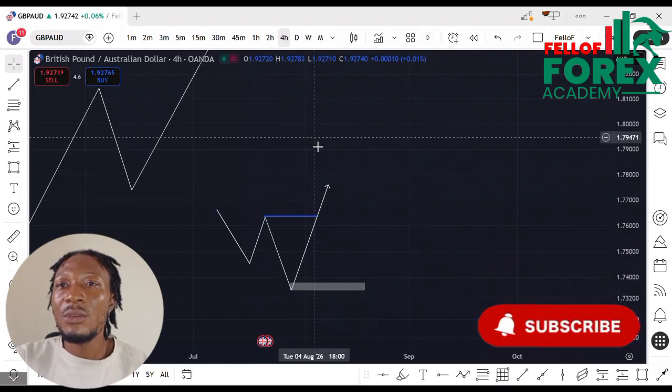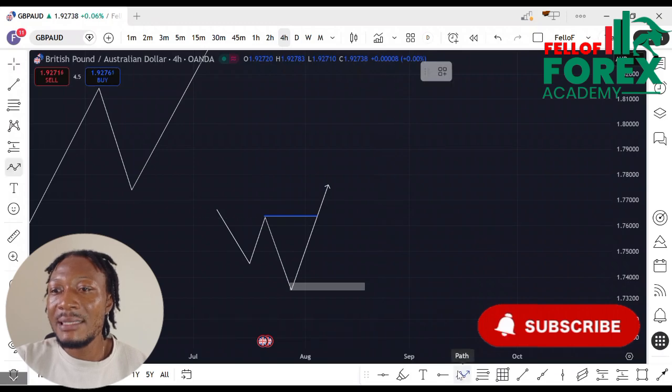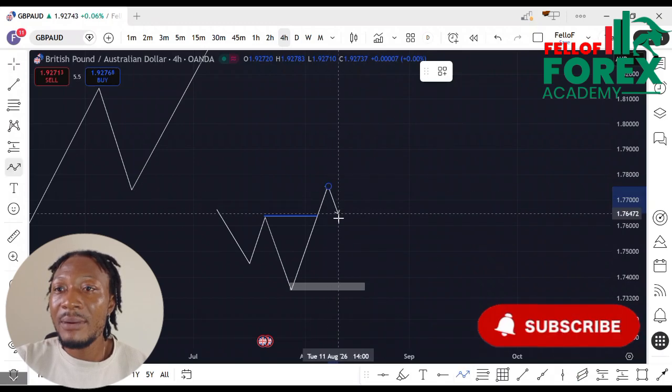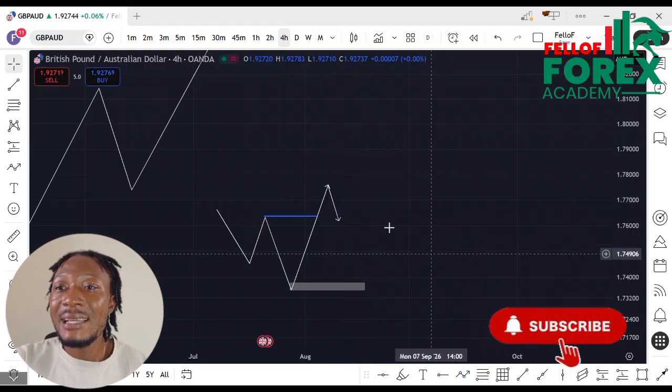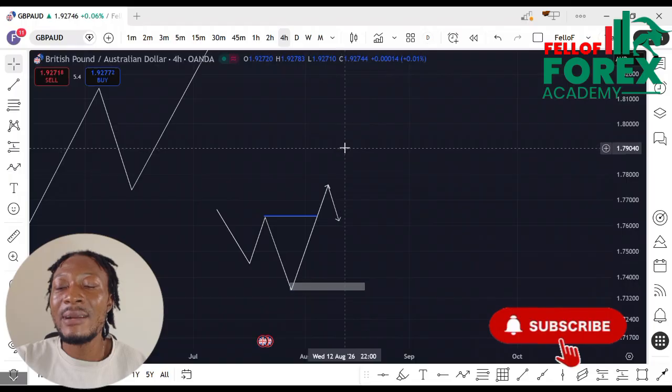Okay, now, you don't just place a FIB. You wait until price starts doing something like this. Price stops here, and you see price start coming down. When price starts coming down, that's when you take out your FIB. You don't just take out your FIB when price is still rising.